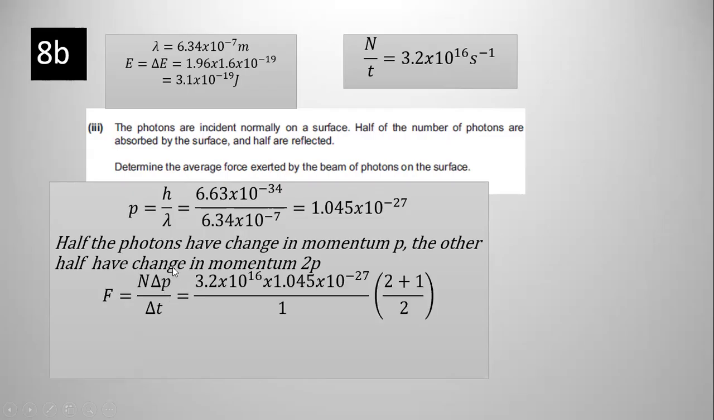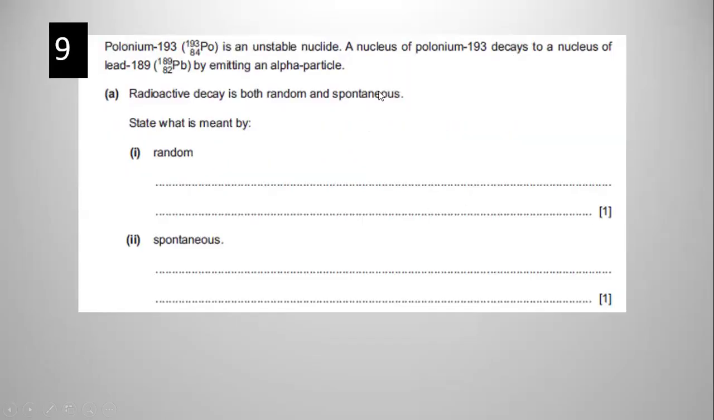So instead of just using this formula, we have to consider 2p, then the other one is 1p. Then take the average of that. Any comment or anything? No.